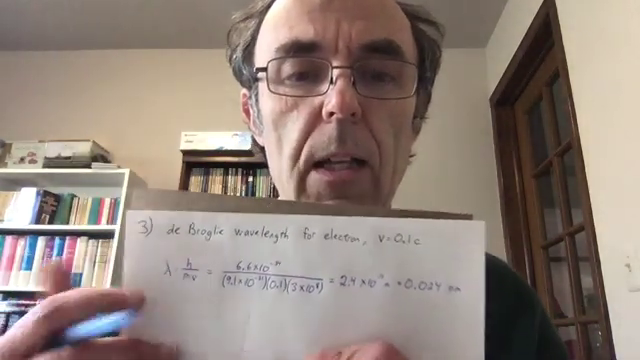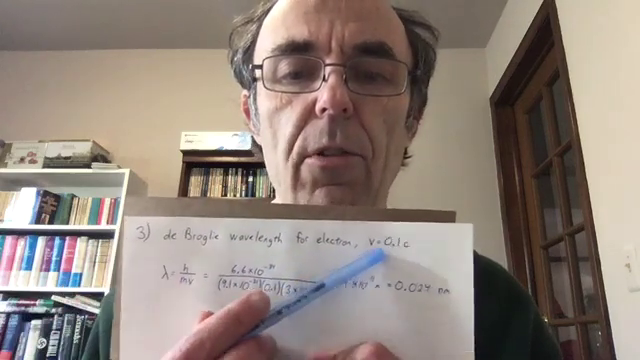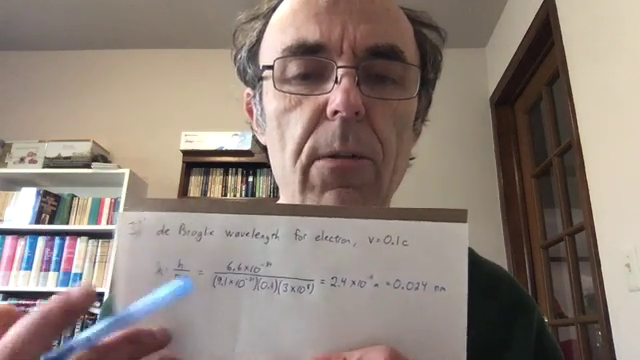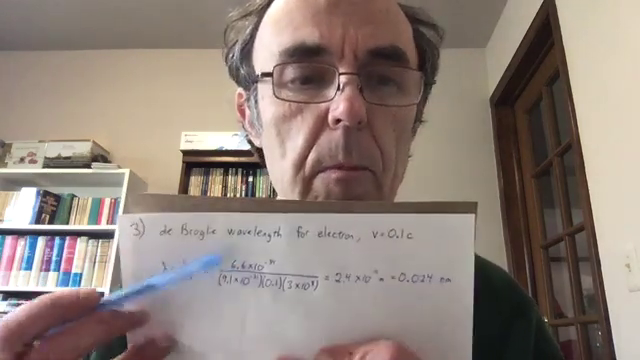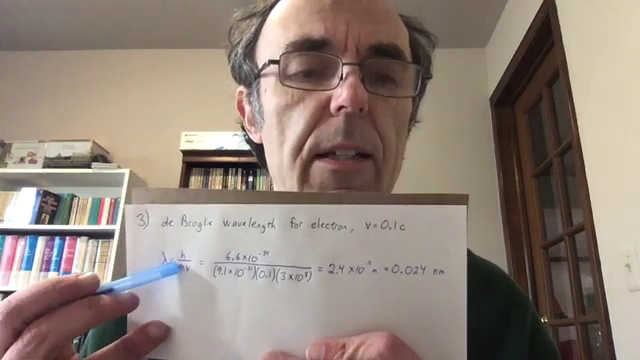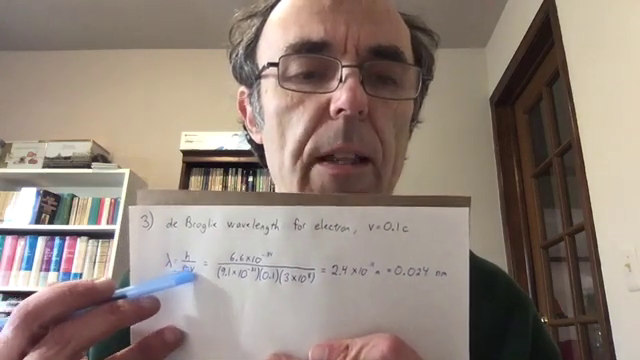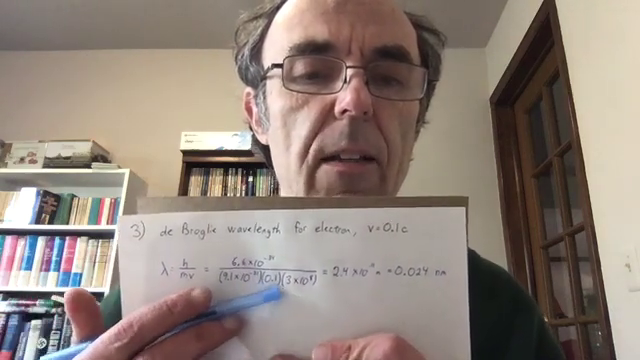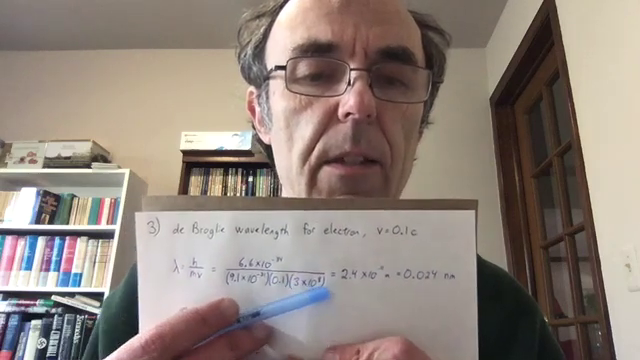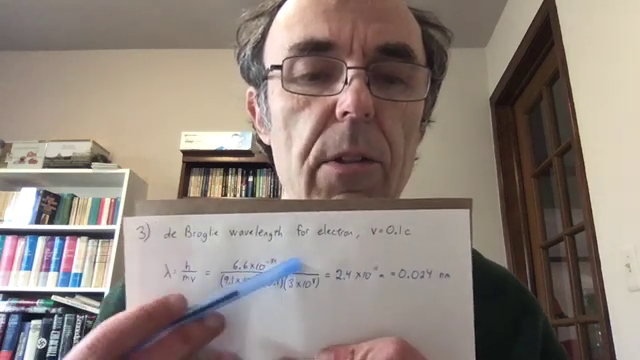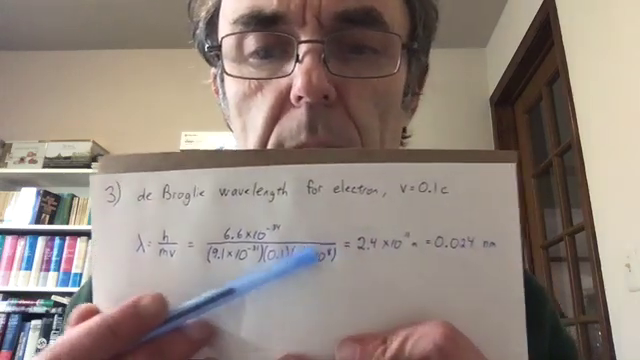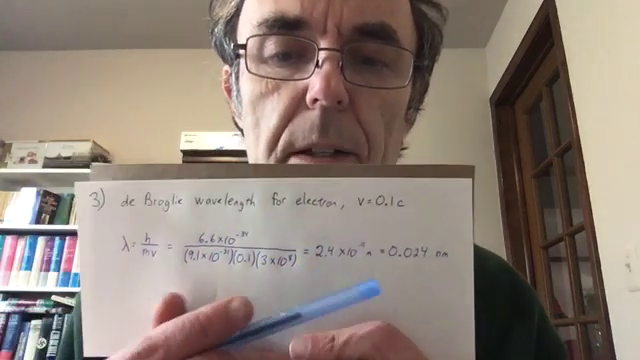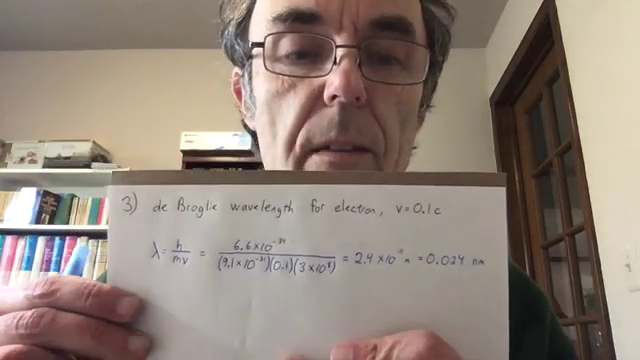Problem 3. The de Broglie wavelength for an electron traveling at a tenth of the speed of light. At a tenth of the speed of light, you're still pretty safe using non-relativistic mechanics, and that's what we'll do. So the de Broglie wavelength is equal to Planck's constant over the momentum, or mv. So Planck's constant, the mass of the electron, and its speed is 1/10 times the speed of light, 3 times 10 to the 8th. Do the calculation, you get 2.4 times 10 to the minus 11 meters, and you convert that to nanometers, you get 0.024 nanometers.